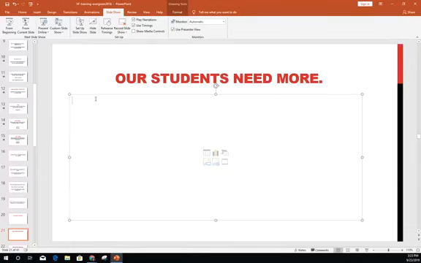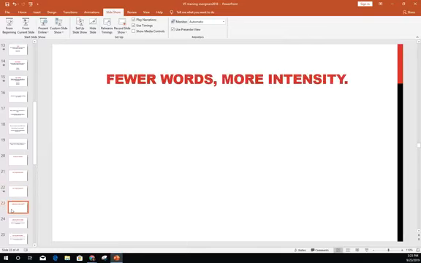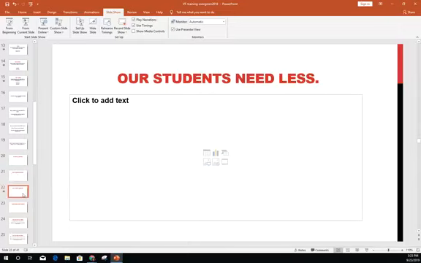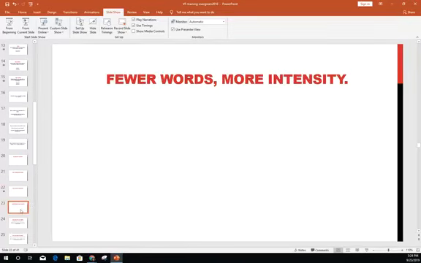And then in some respects, our students also, hold on, I'm jumping around between my slides here. Okay, here we are. So we're not teachers, so our students need more, and our students actually need less. What I mean by this is, again, our students need more intensity, but they need less in that sometimes we're better serving them by focusing on fewer words. So what that actually means for our students is fewer words, more intensity with those words. So what we've essentially got to do is take this framework and funnel it down a little bit more.